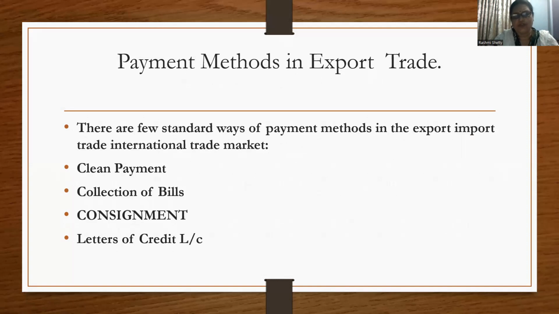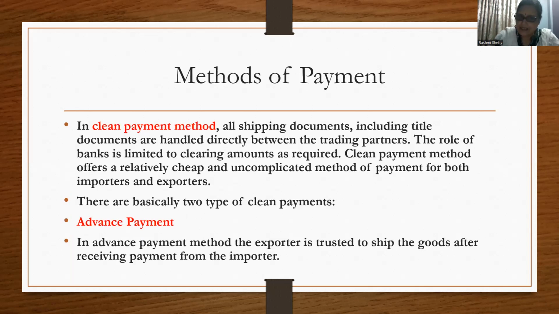So, there are a few standard payment methods in export and import trade, the international trade market. One is clean payment. The other one is collection of bills. The third one is consignment. And the fourth one is letters of credit. Now, what is this clean payment? In this clean payment, all shipping documents, including title documents, are directly handed over between the trading partners, here the exporter and the importer.